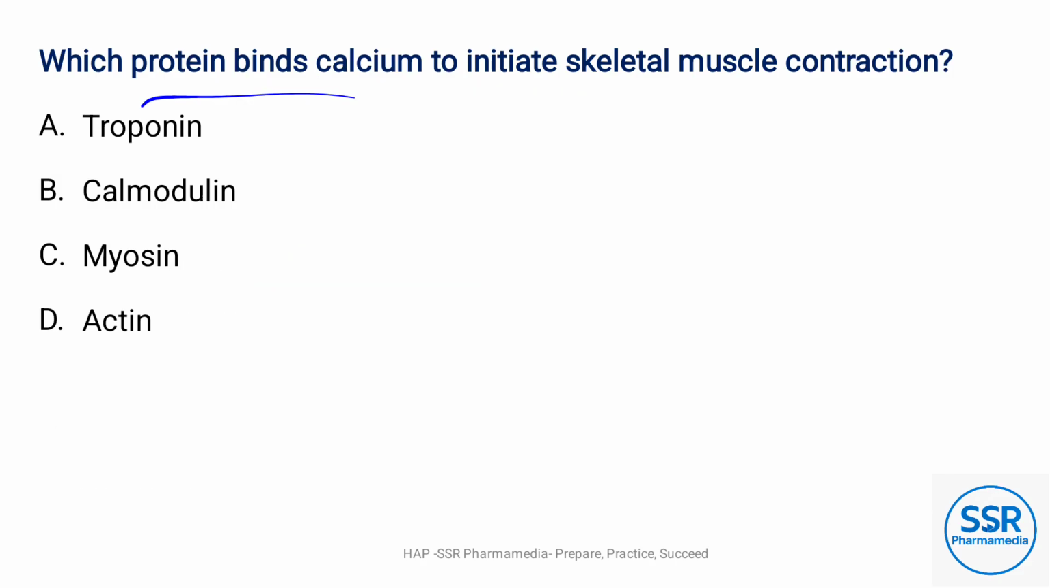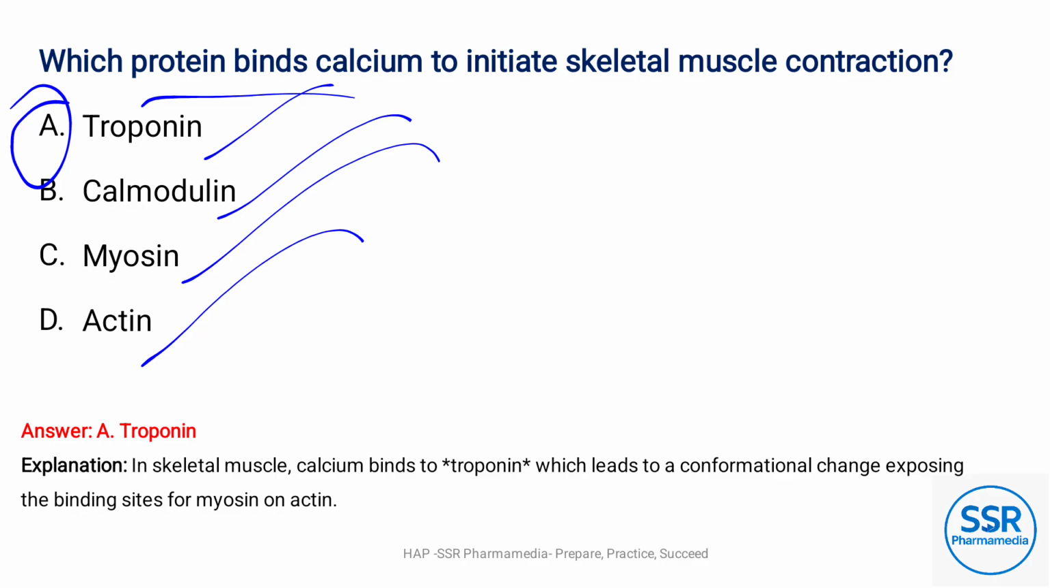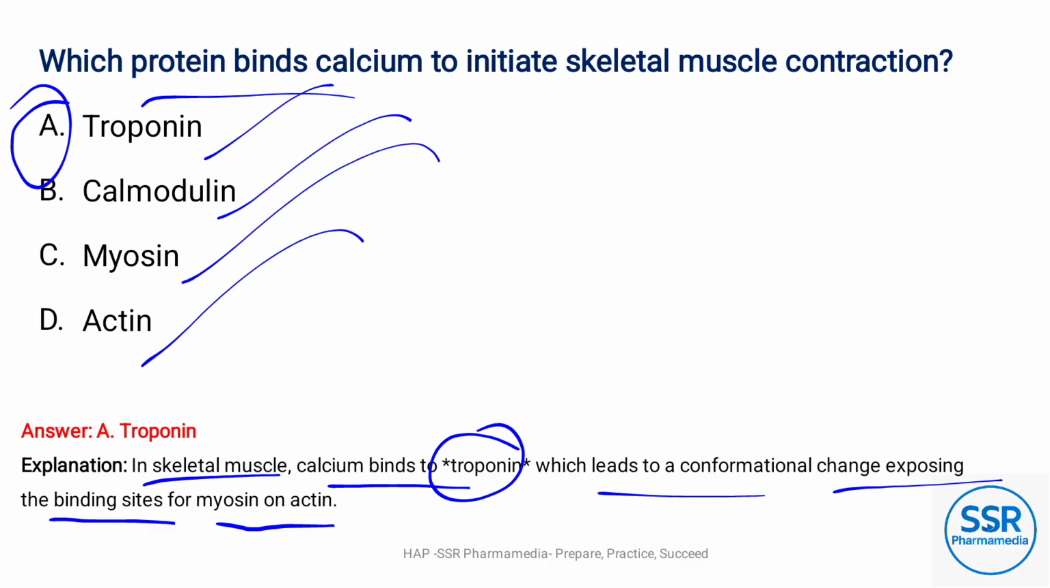Next, which protein binds calcium to initiate skeletal muscle contraction? Option A, troponin. Option B, calmodulin. Option C, myosin. Option D, actin. So the answer is option A, troponin. In skeletal muscle, calcium binds to troponin, which leads to a conformational change exposing the binding sites for myosin on actin.